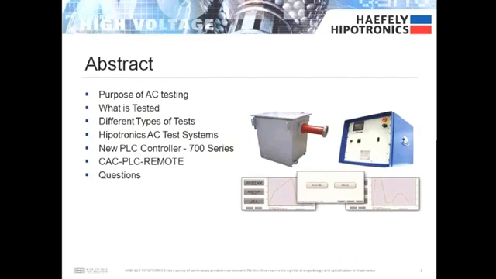Just as a summary of what this presentation will focus on, the first thing we'll talk about is the purpose of AC testing, the different products that we test. There's a wide range that requires an AC applied test, from cable to transformers, so we'll briefly touch on that. The different types of tests, there are some requirements for step or breakdown tests, which we can discuss. The Hypertronics AC test systems, we offer a wide variety of products for different current and voltage ratings depending on what the test object is. Then we'll move on to the new PLC controller, which is the real focus of this presentation, as well as the CAC PLC remote and the different advantages that can offer.